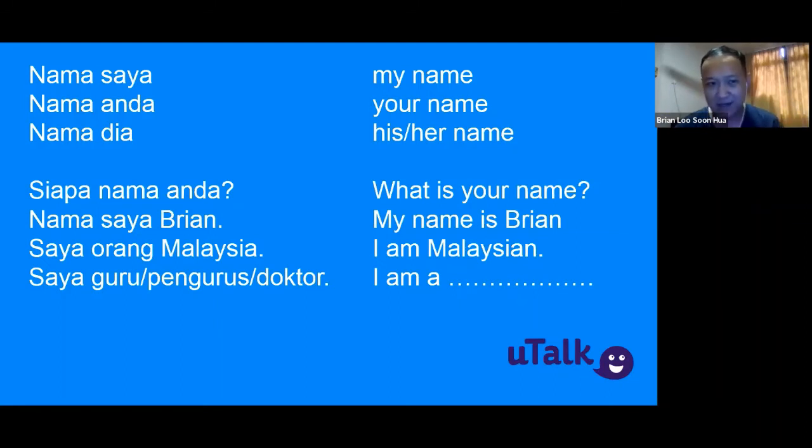Siapa nama anda. Siapa means who. Nama anda is your name. Who is your name? There's no verb to be in Malay, so it's just like I, Tarzan, and you, Jane. That's how we speak in Malay. So siapa nama anda. Nama saya Brian. My name, Brian. Easy.